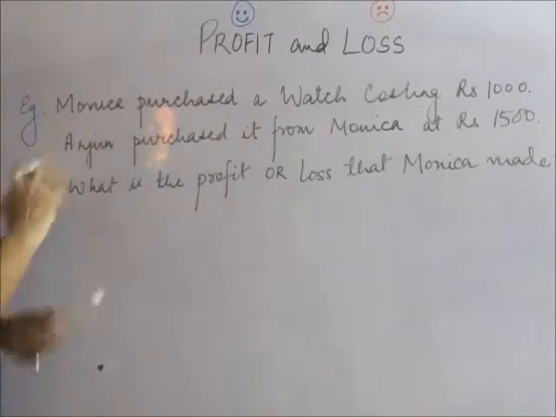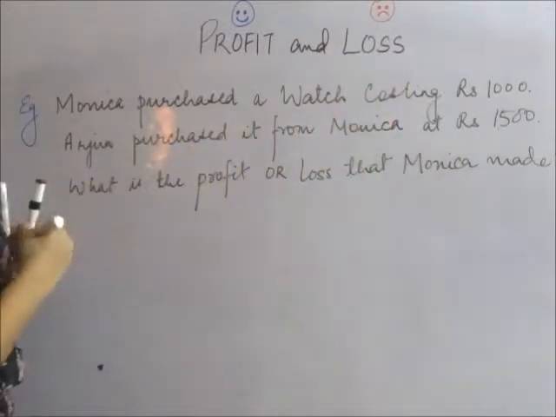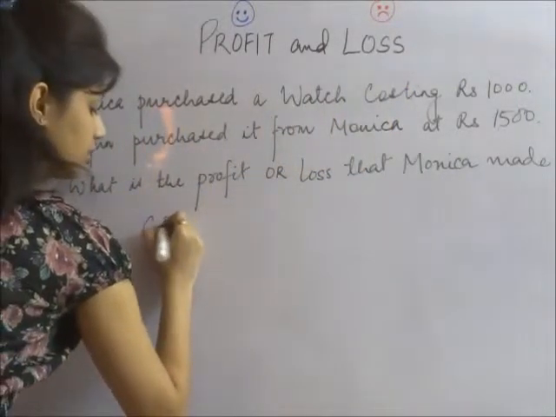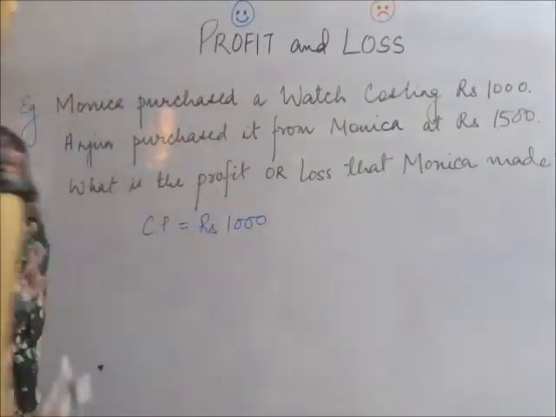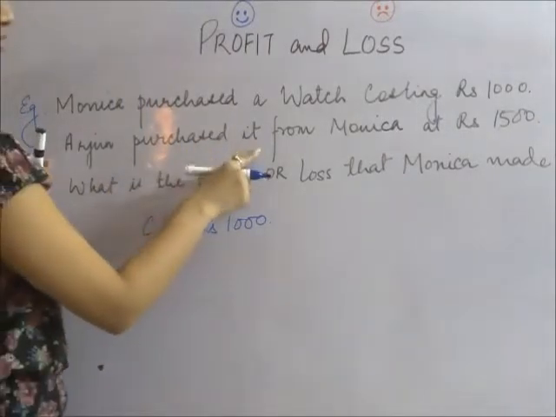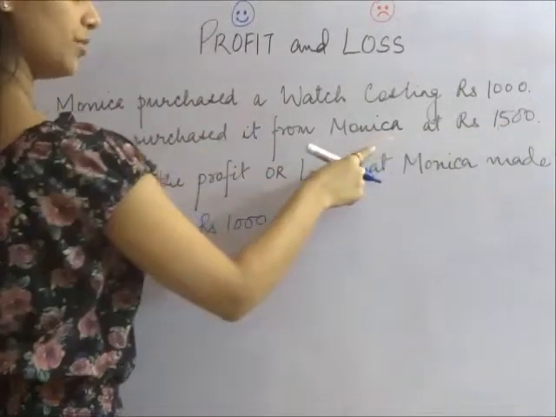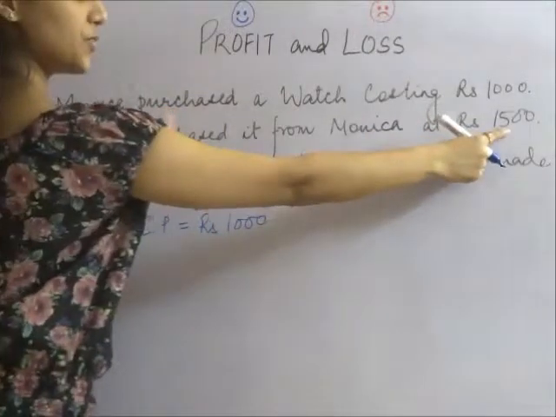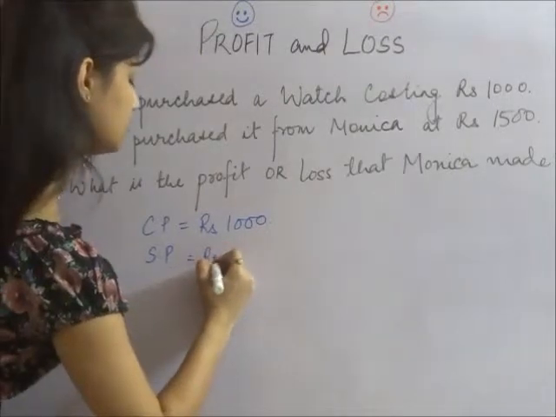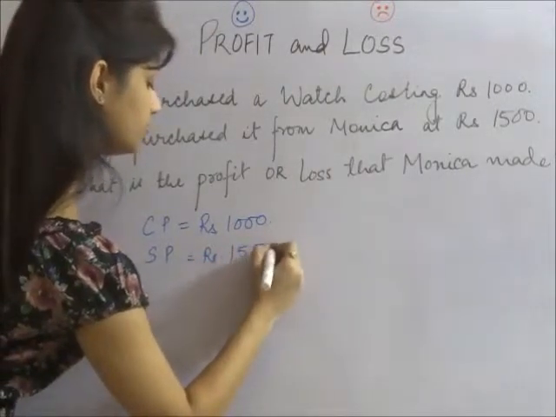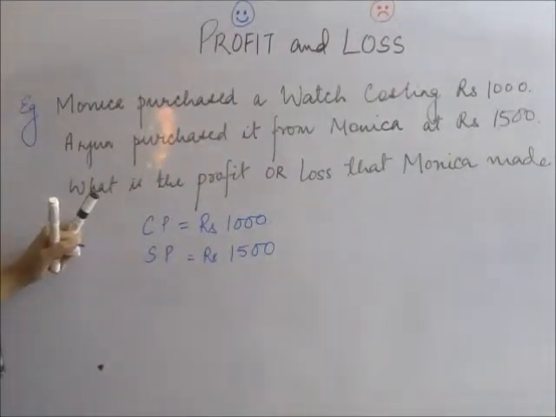Let us take another example. Monica purchased a watch costing rupees 1000. So the cost price for Monica comes out to be rupees 1000. Arjun purchased it from Monica at rupees 1500. That means Monica must have sold it to Arjun at this price. So the selling price for Monica becomes rupees 1500. What is the profit or loss that Monica made?